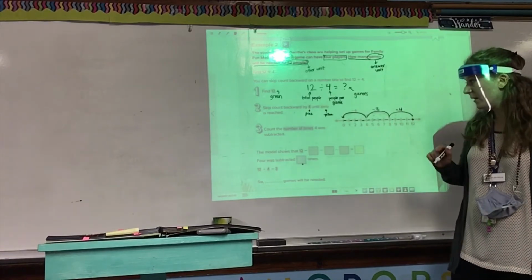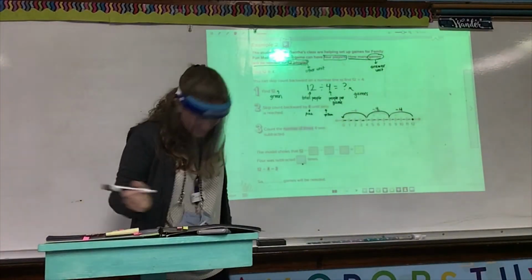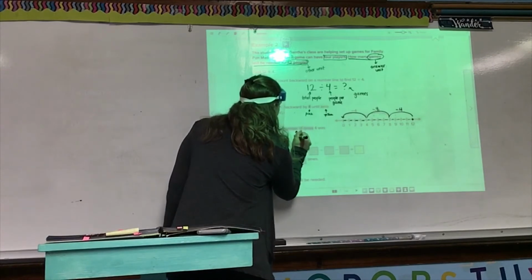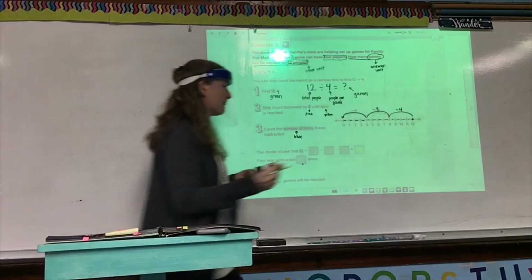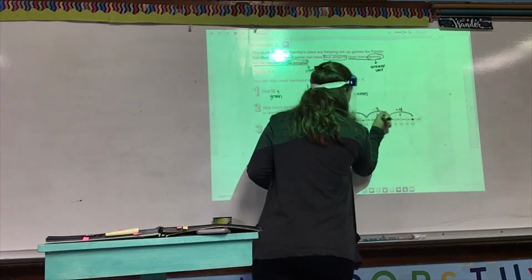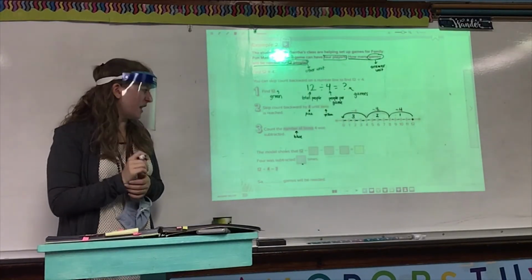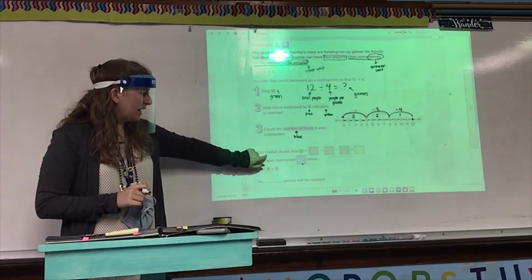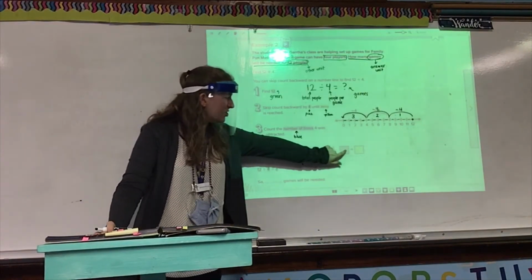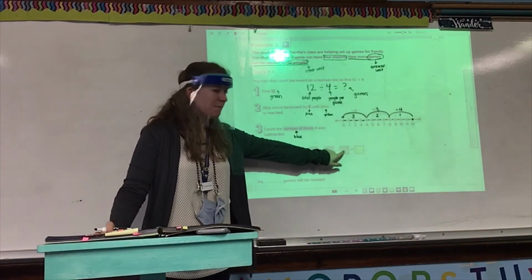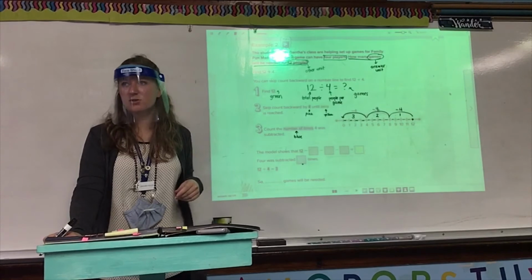Do I have to keep going backwards? No. Now, count the number of times 4 was subtracted. Number of times is blue. So let's count how many times we subtracted 4. 1, 2, 3. How many times did we subtract 4, class? 3. So now the model shows that 12 is green, and each of these boxes is pink. So what number do you think goes in each of these boxes, Victoria?